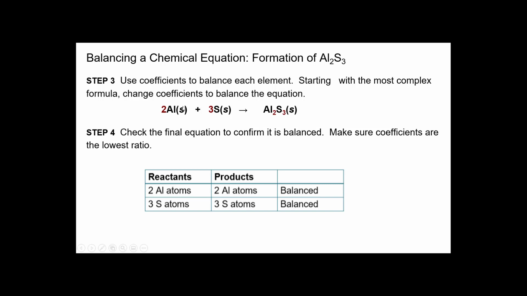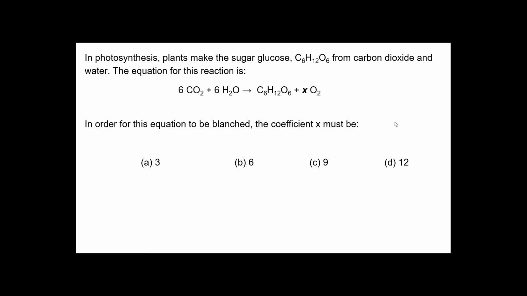That means that if we had numbers that we could divide and reduce down, we should. But if we can't, unless every compound, regardless of where it's at, can be reduced down, this cannot be, because if I divide anything, I'm going to start getting fractions, and we do not work with fractions. Okay, so in photosynthesis, plants make the sugar glucose from carbon dioxide and water.